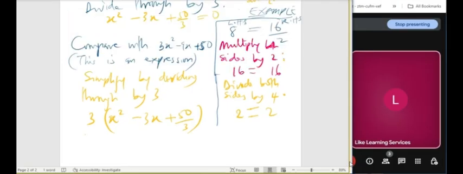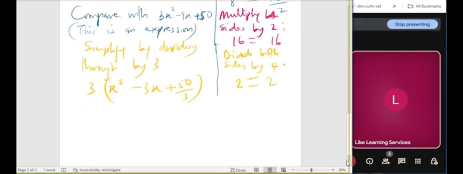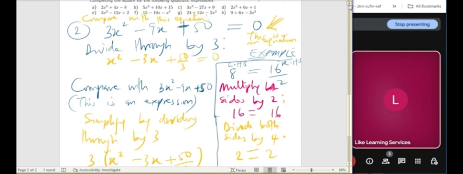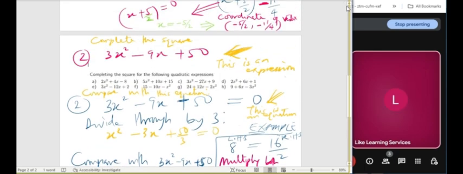All right. Remember where we are coming from. The question is this. Can you read it? Yes. Read it out, please. 3x squared minus 9x plus 50. We have to complete the square.